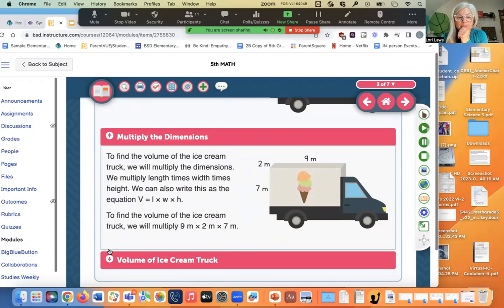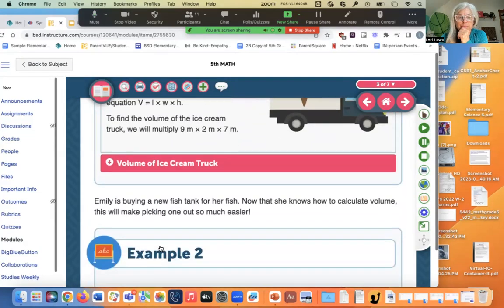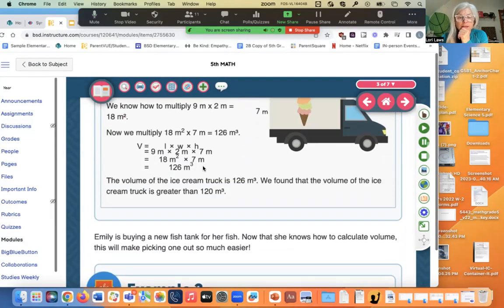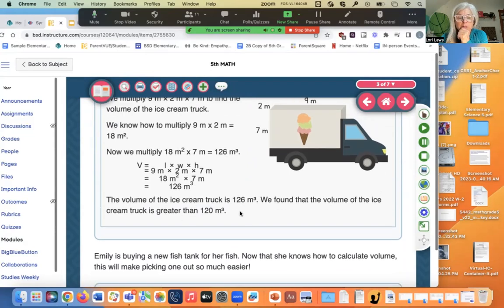Let's check. Here we go. 9 times 2 times 7, 126 cubic meters. We found it was greater.